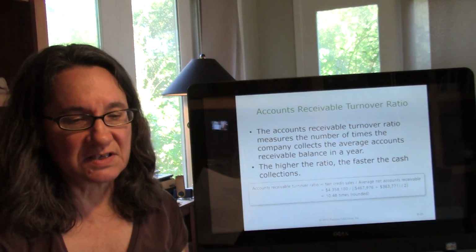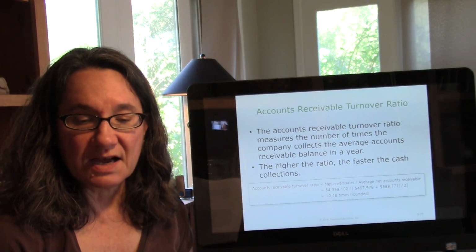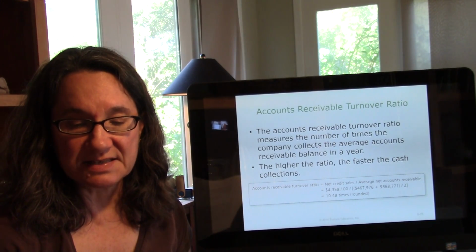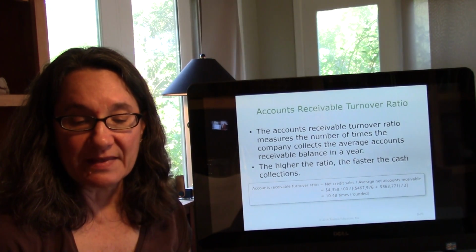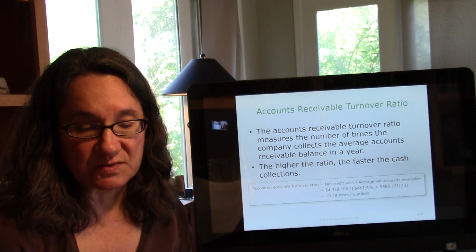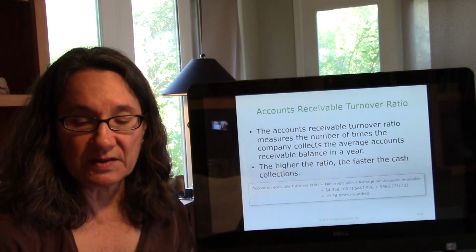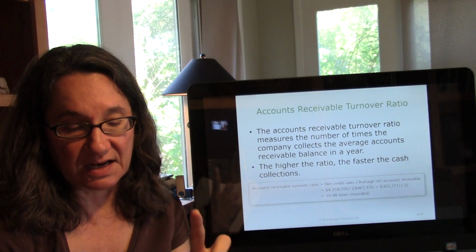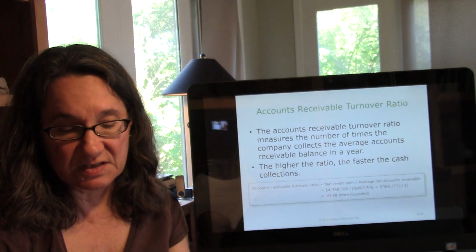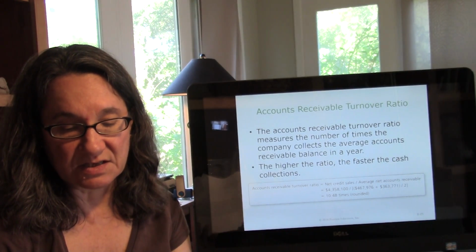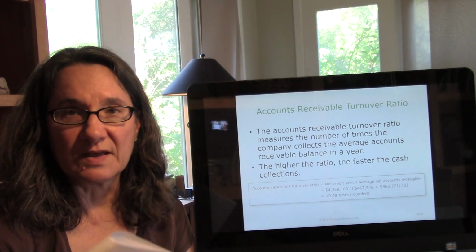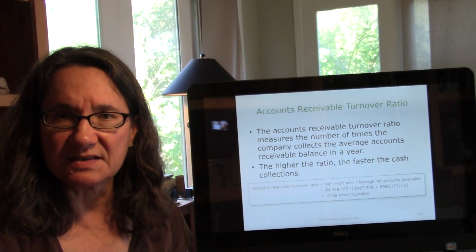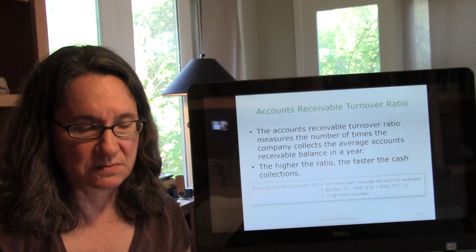Next ratio, accounts receivable turnover ratio. The accounts receivable turnover ratio is computed by dividing net credit sales for the period by the average net accounts receivable for the period. Typically, average net accounts receivable is computed as beginning net accounts receivable plus ending net accounts receivable divided by 2. If this number goes down, it is an indication that sales are slowing. So that's what we're interested in. How are things going at that company? Here's a ratio that can tell you if things are getting better or worse.